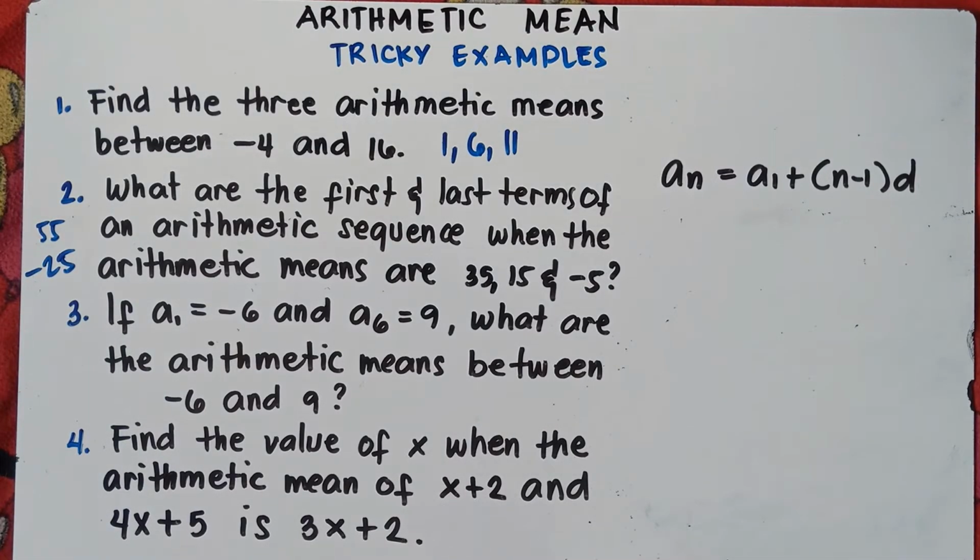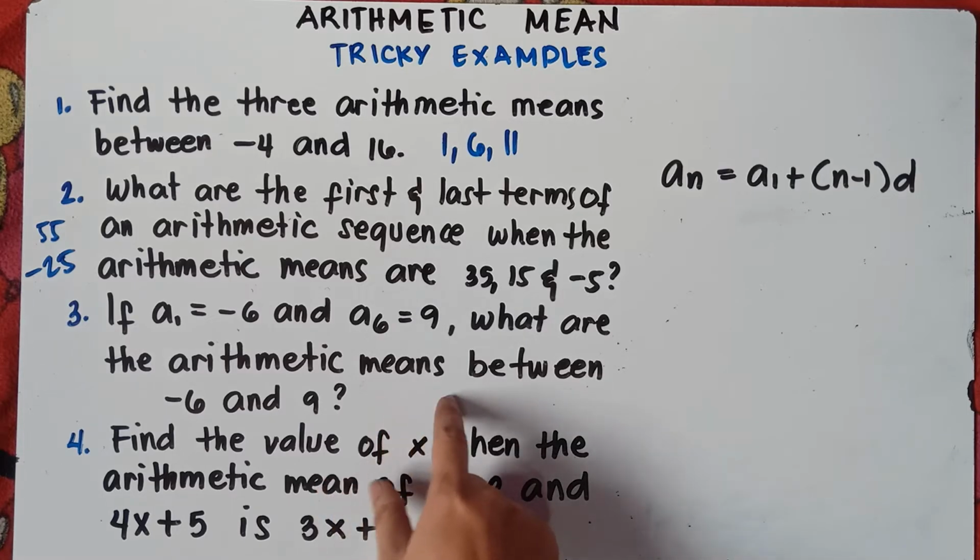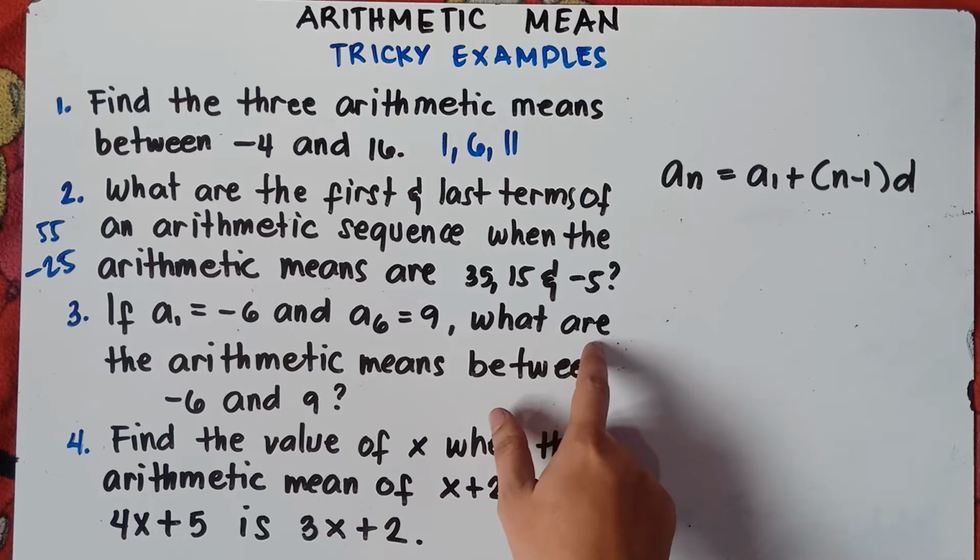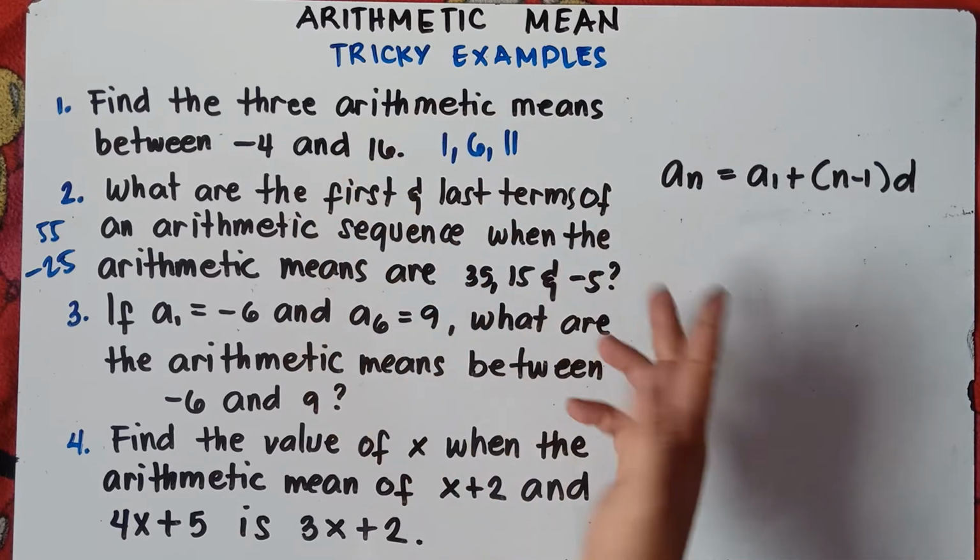Alright, so if the first term is negative 6 and a sub 6 is equal to 9, what are the arithmetic means between negative 6 and 9? So therefore, we are not yet sure how many means, because we don't know how many means. It's not given. We need to insert how many means, 3 or 4.